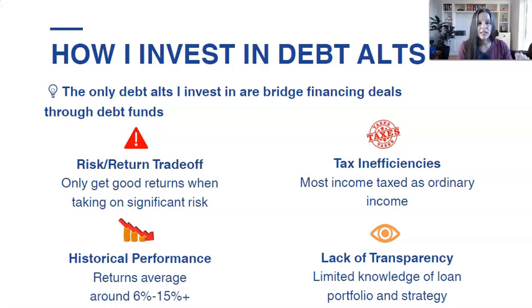And then I would invest in that. And the reason I only like bridge financing might become more clear after I talk about why I don't like this asset class. So a big reason I don't like this asset class is that you've got, I think, a bad risk-return trade-off here.